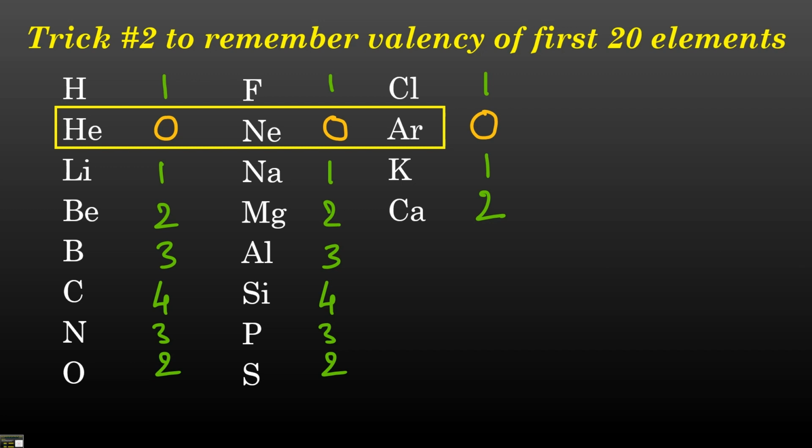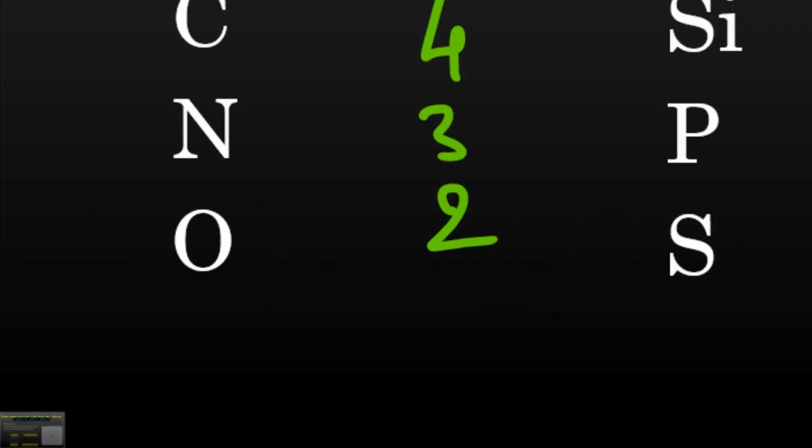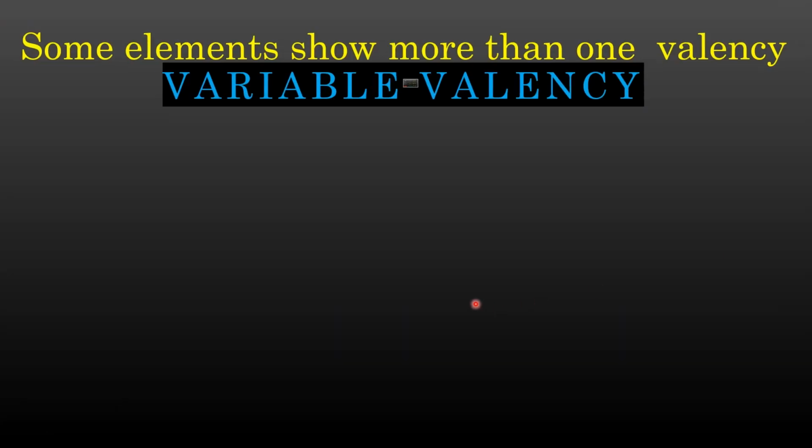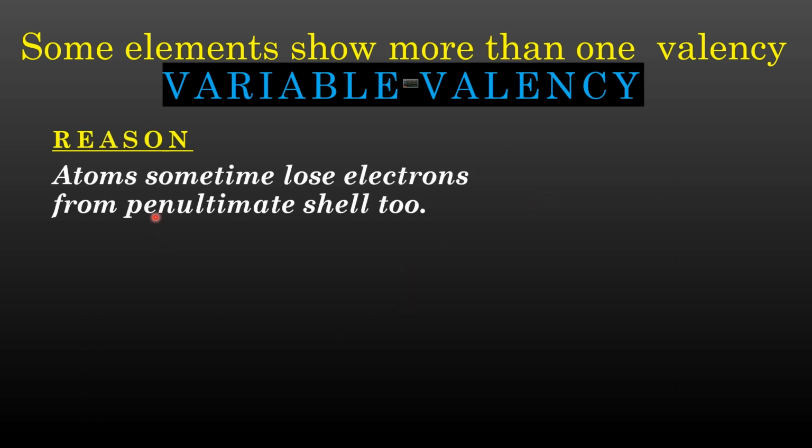The last concept in this is that there are some elements which show more than one valency, and we call that variable valency. Now, in this case, what is the reason for variable valency? The reason is that sometimes atoms lose electrons from the penultimate shell too.